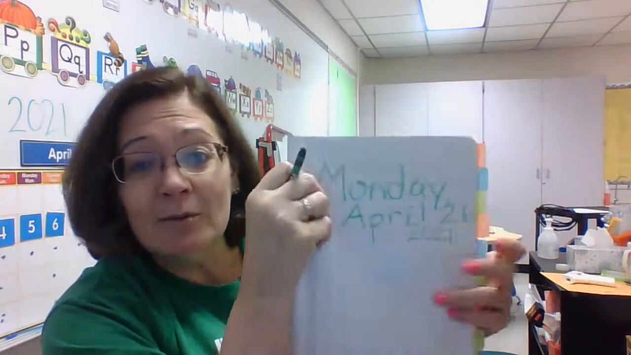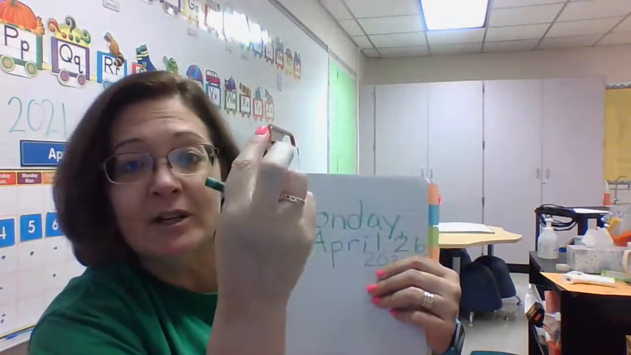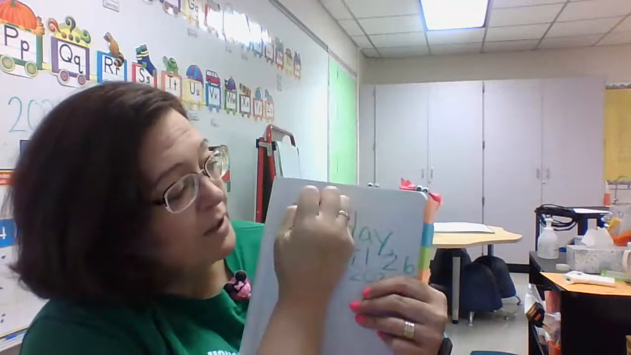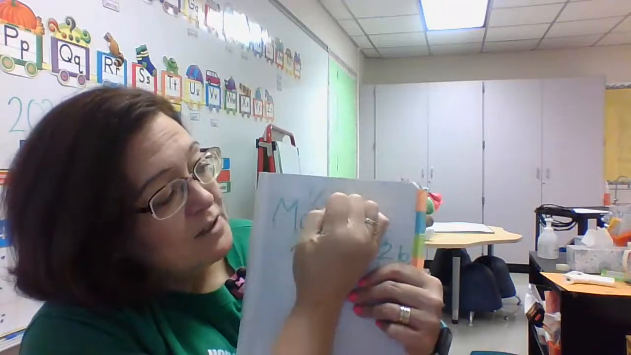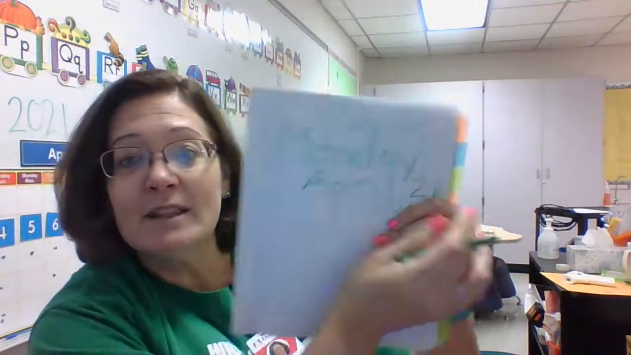If we write that in number way, a number version, it would be, remember, January, February, March, April. April's the fourth month, so we start with a 4 slash 26 slash 21. And that means the same thing.